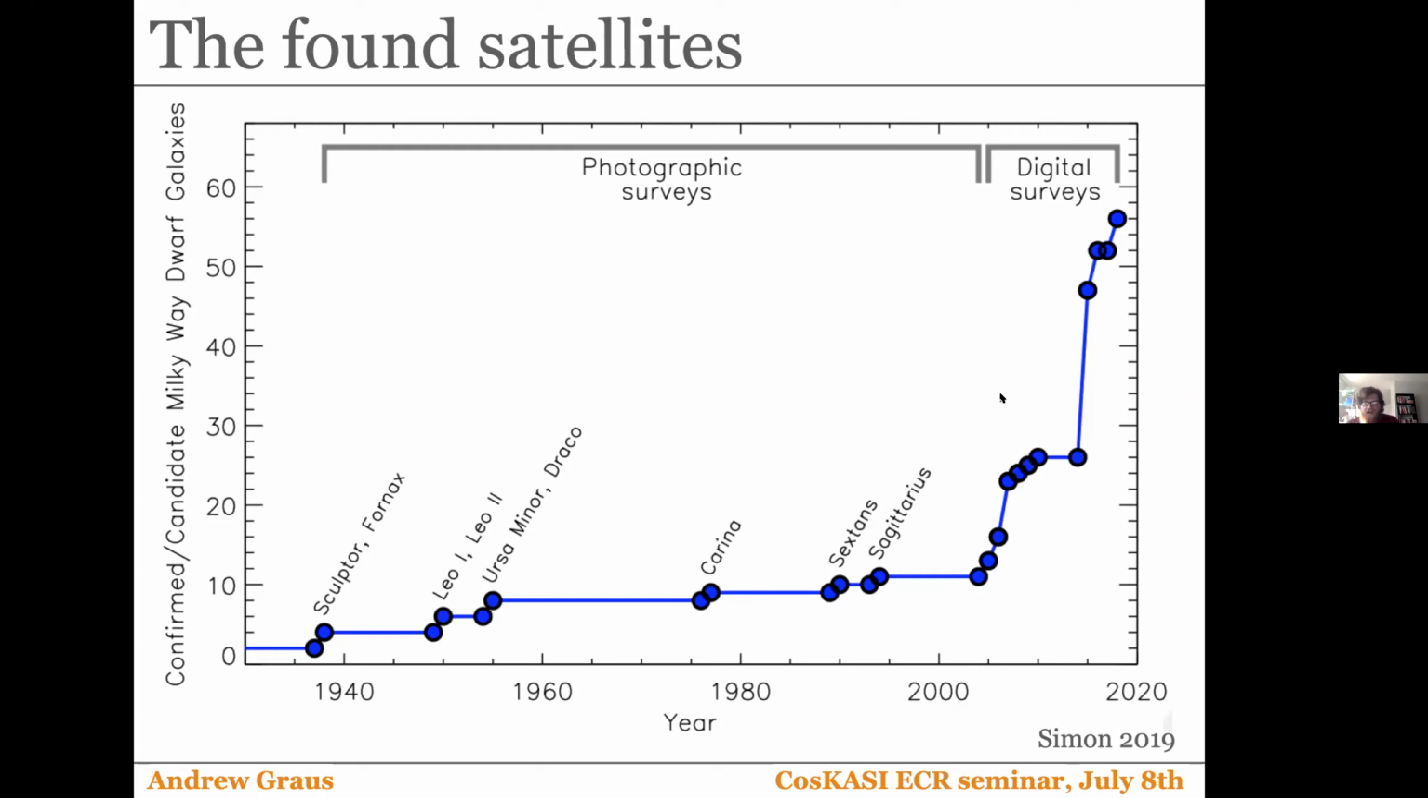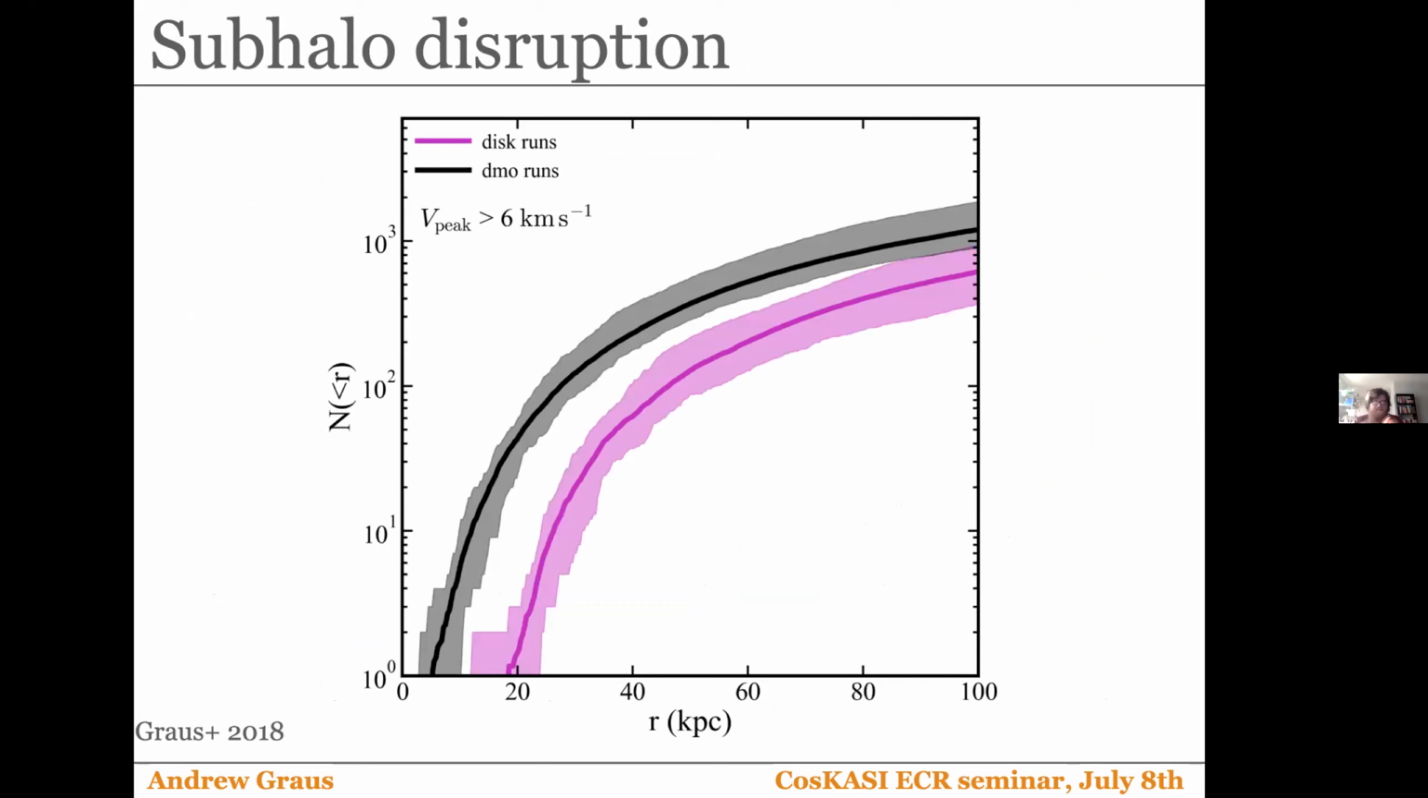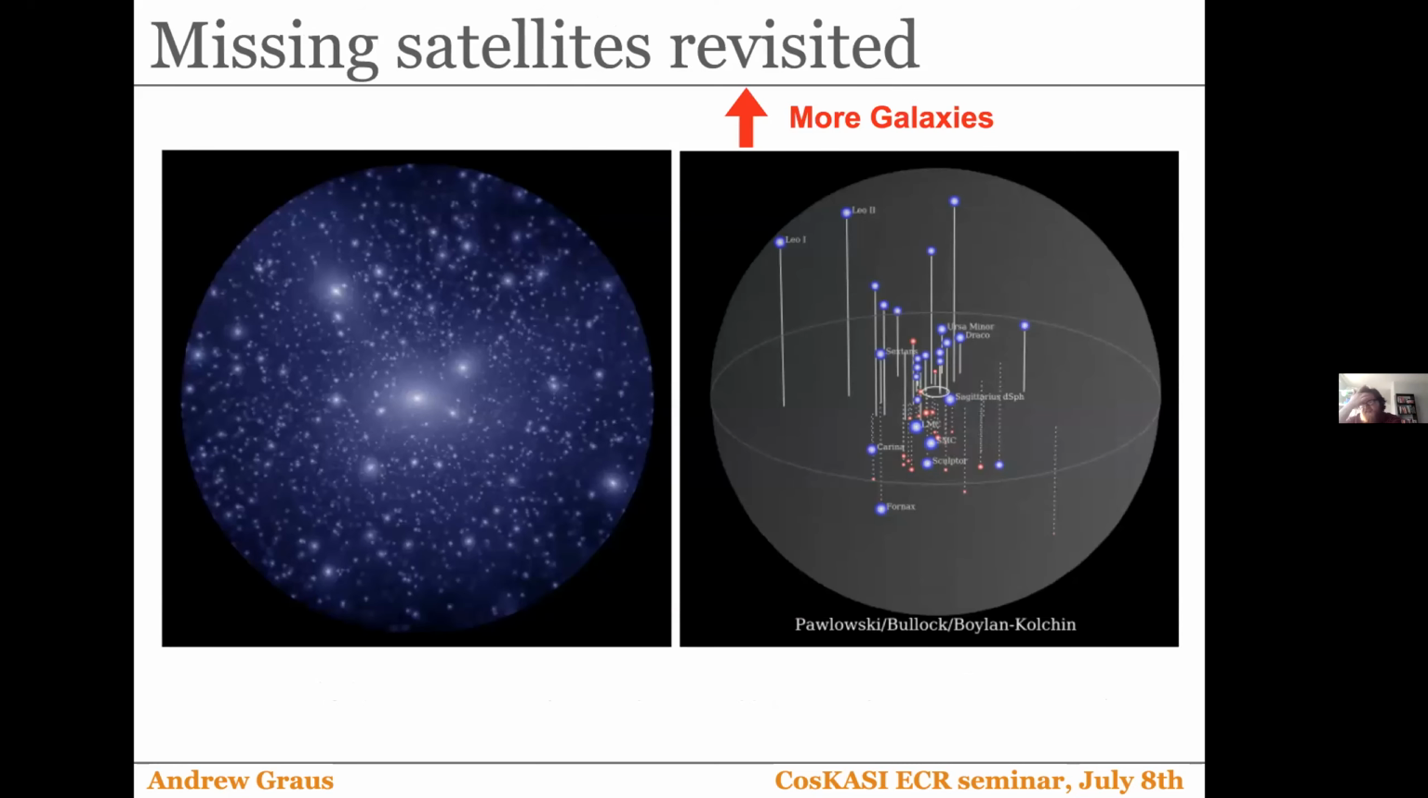And then more recently, with the Dark Energy Survey, we've had a similar, even larger explosion in the number of dwarf galaxies that we found. And today, the number is roughly 60 or so. So we found a lot more galaxies than when the missing satellites problem was initially formulated. And similarly, we know that there are fewer subhalos than what was assumed in the early papers on the missing satellites problem, particularly very close in, where we would expect many fewer or no subhalos at all. So if you revisit the missing satellites problem today, what we have is more galaxies and fewer halos.